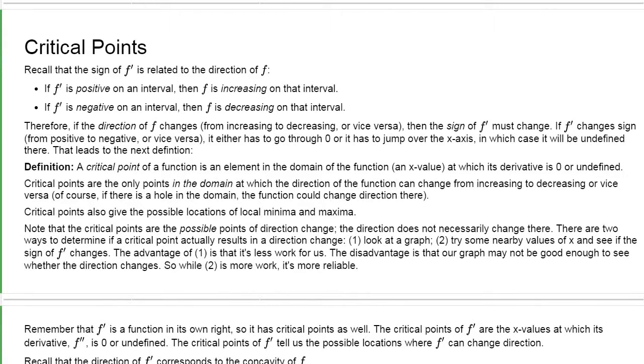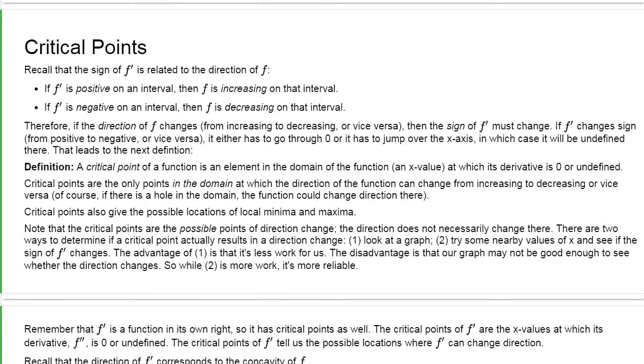So to apply calculus to this function analysis, we need to talk about critical points. And you should have covered some of this in the lecture. Remember that the sign of the derivative, f prime, is related to the direction of f. And by direction I mean increasing or decreasing or possibly constant. So if f prime, the derivative, is positive on an interval, then the original function f is increasing on that same interval. And if a derivative f prime is negative on some interval of x values, then the function f is decreasing on that interval of x values.